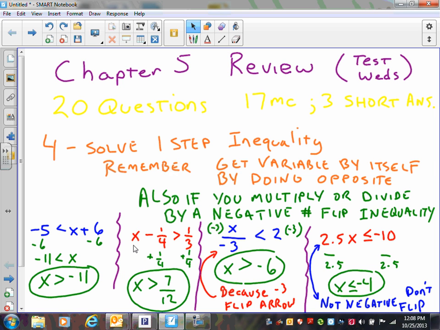On this example, x minus 1/4 is greater than 1/3. We're subtracting, so we add 1/4 to both sides. And your calculator will do it for you. You get x is greater than 7/12.